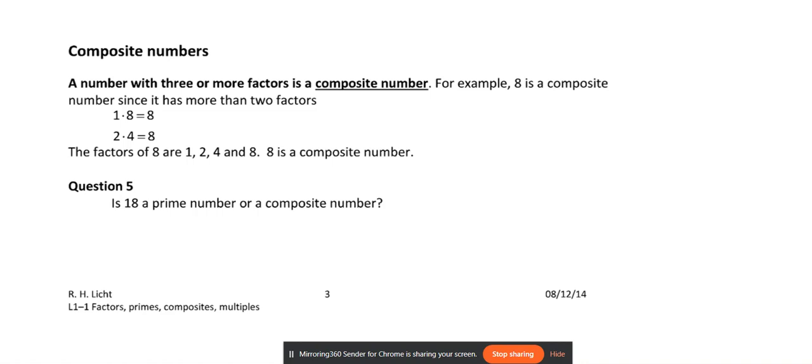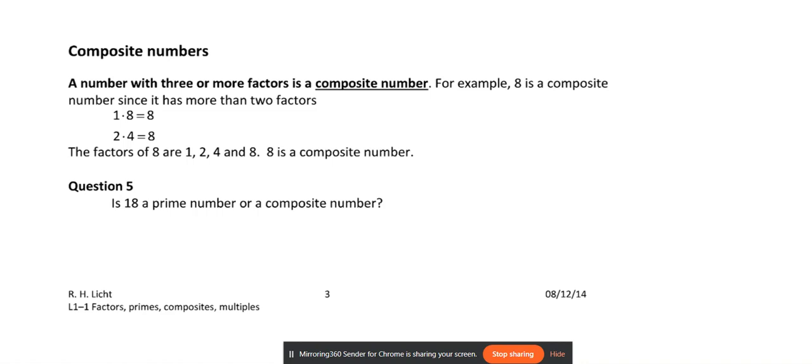So composite numbers. Do you guys know a composite hockey stick? You ever heard of that? I guess they're all composite sticks now. You probably don't know the difference. Composite means made up of many things, right? Same with composite numbers. That just means they're made up of multiple factors.